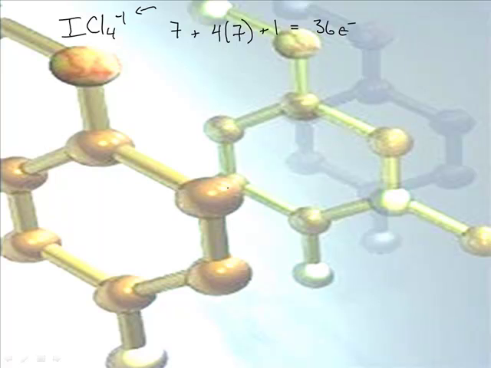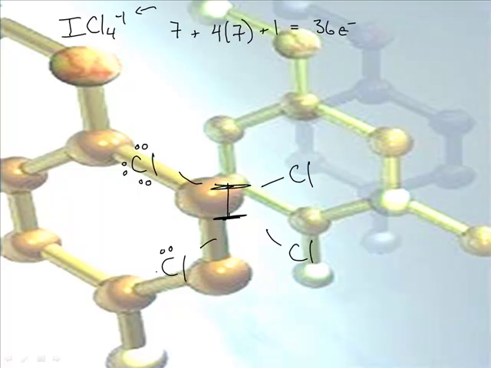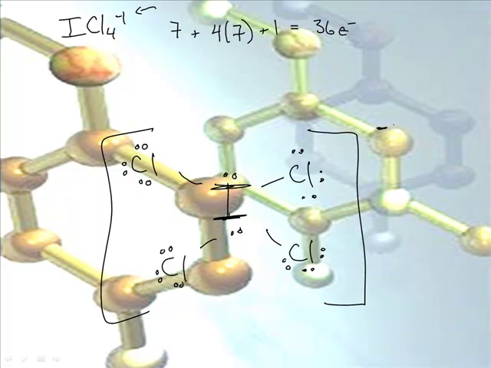So the central atom will be iodine. And I've got 4 chlorines. So 2, 4, 6, 8, 10, 12, 14, 16, 18, 20, 22, 24, 26, 28, 30, 32. I got 4 more. You got to stick them in the middle. 33, 34, 35, 36. And since it's an ion, we put a bracket around it, and we put a -1 charge in this case.